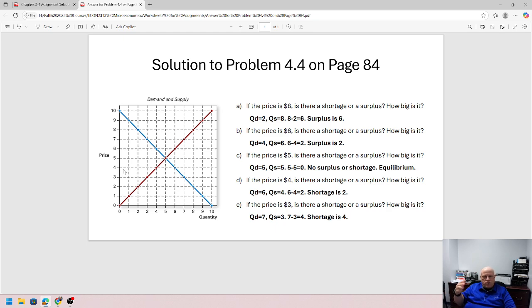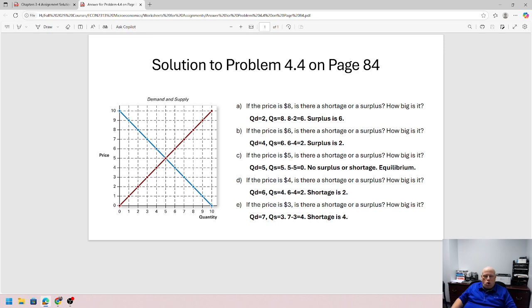So take 6 minus 4 is 2. Now, in this case, though, the quantity demanded is greater than the quantity supplied. So we know we have a shortage, and the shortage is equal to 2, which again is calculated by just taking 6 minus 4, which is 2.